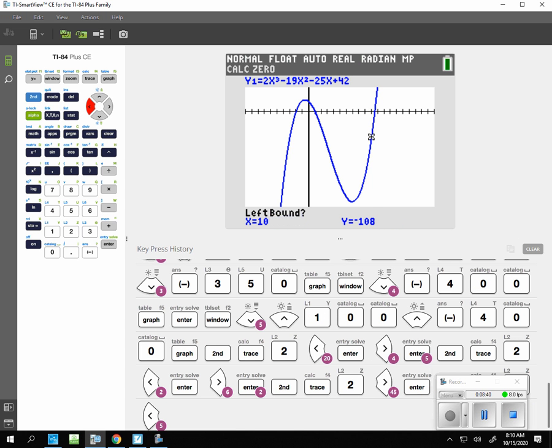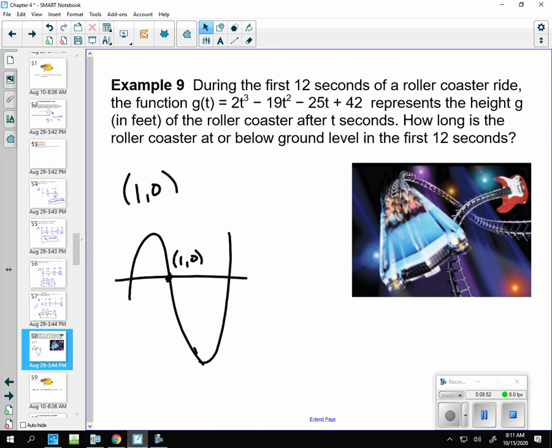There we go. Enter below, and then enter above. And so it's telling me that it's 10.5. So going back to my PowerPoint or my smart notebook, this is 10.5. So how long is it below the ground? Well, it's below the ground 10.5 seconds.